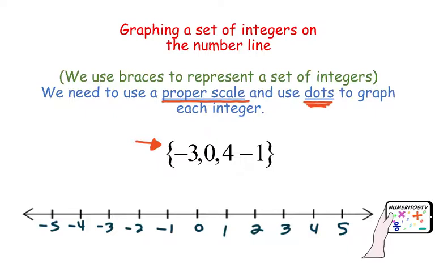To graph, don't forget to plot dots on these numbers. I have negative 3, so I plot a dot on negative 3. I have 0, 4, and negative 1. So proper scale and my dots on this set of integers.